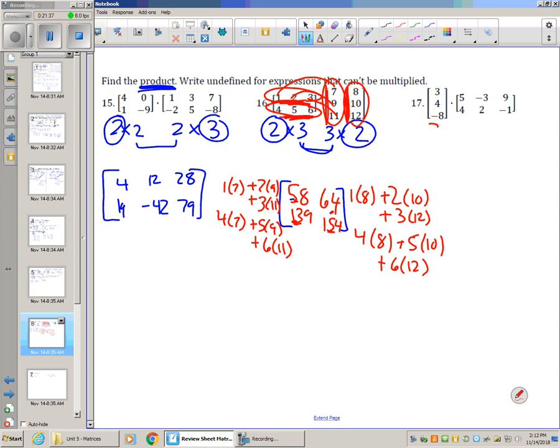On this last one here, we got a 3 by 1 multiplied by a 2 by 3. Inner dimensions are not the same. This product does not exist.